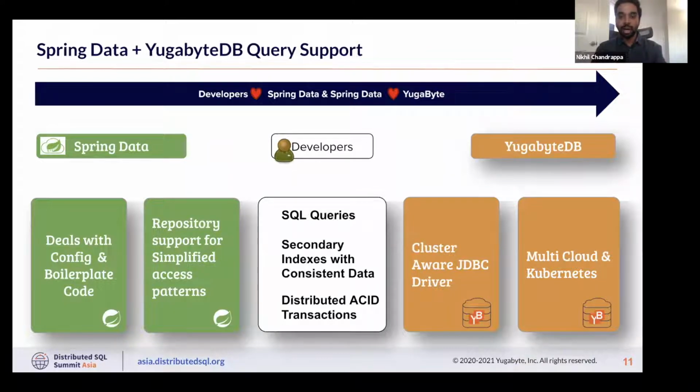Using our drivers with Spring Data, as an app developer, you allow Spring Data to deal with all the boilerplate code, like creating the connection pool and data source. All of that is taken care of by Spring. And you also have the familiarity with using Spring repositories. Whatever knowledge you already have with using Spring Data JPA repositories or Cassandra repositories, you can use with Yugabyte DB.